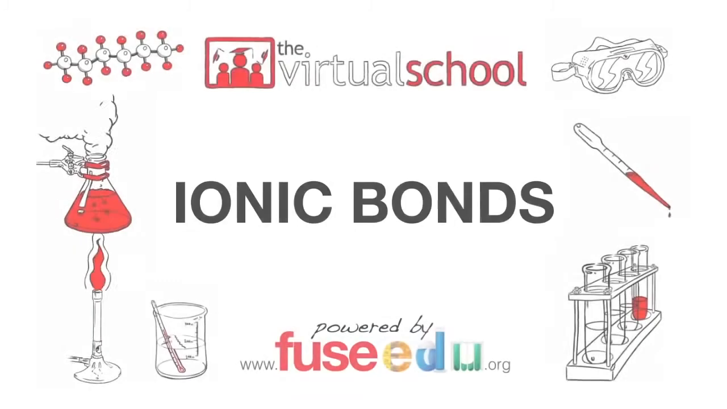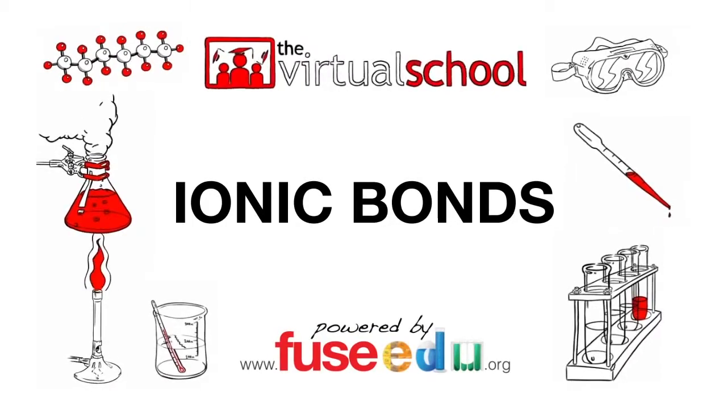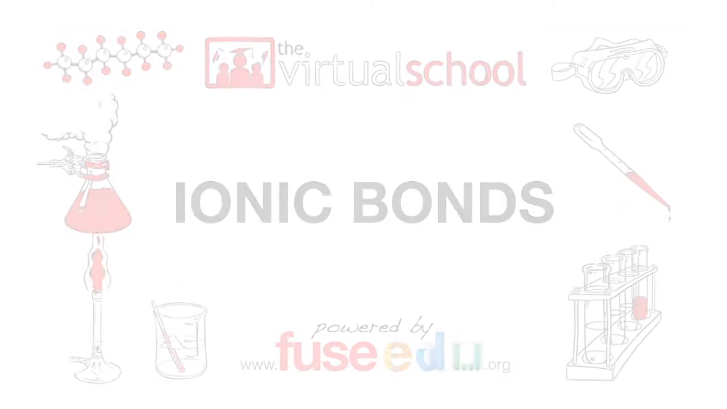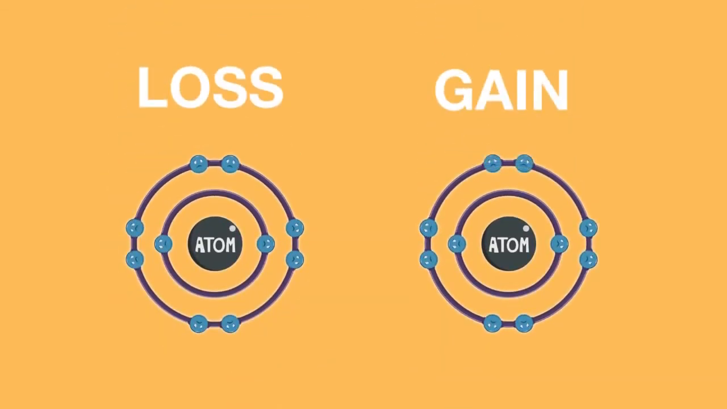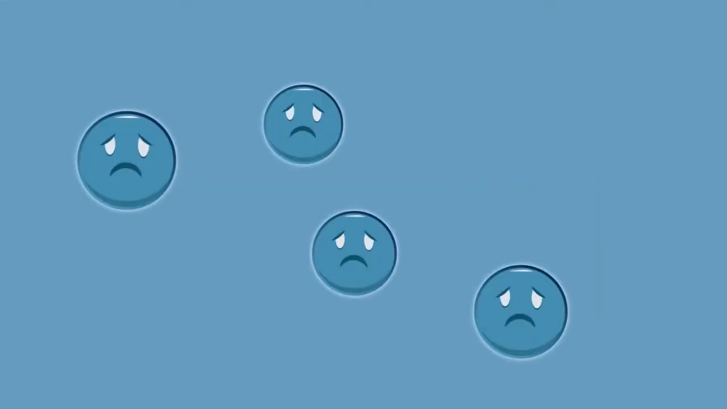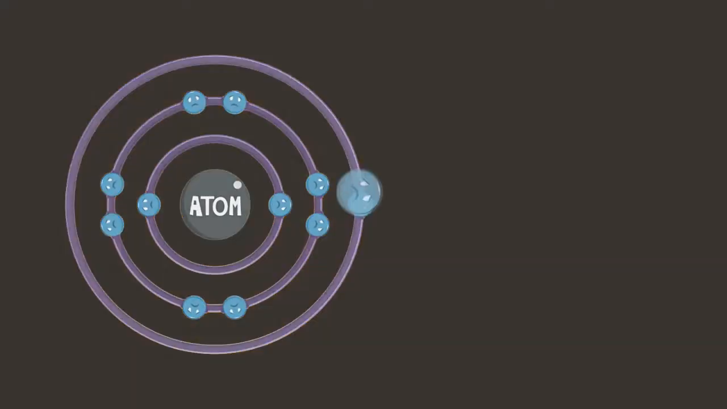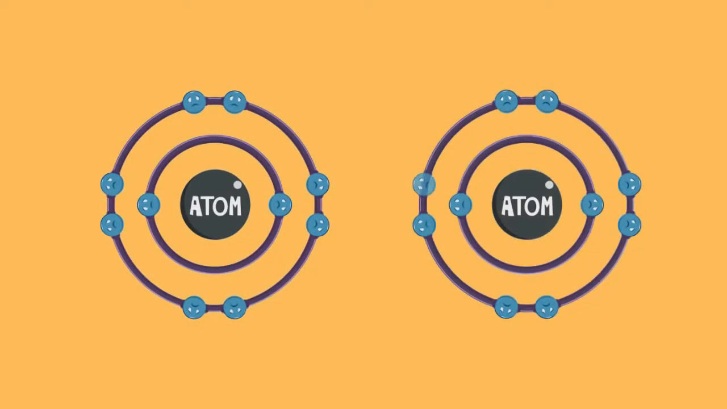We have previously learned about the formation of ions. Now we will learn about ionic bonds. Ions, as you already know, are formed from the loss or gain of electrons. Electrons, however, do not suddenly appear or disappear. They are, in fact, transferred from one atom to another.